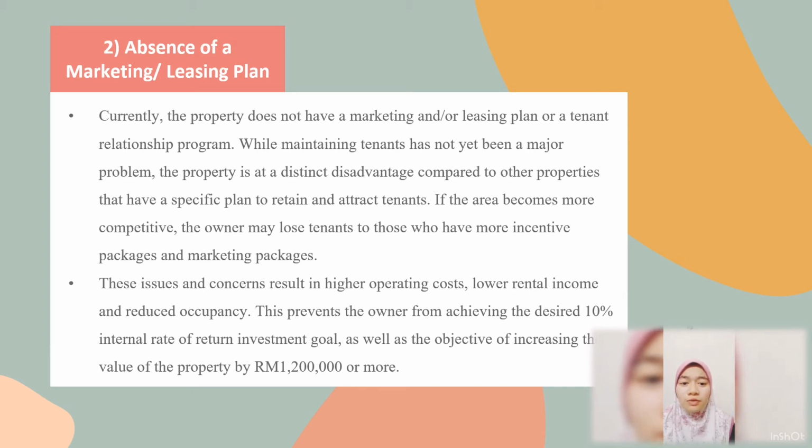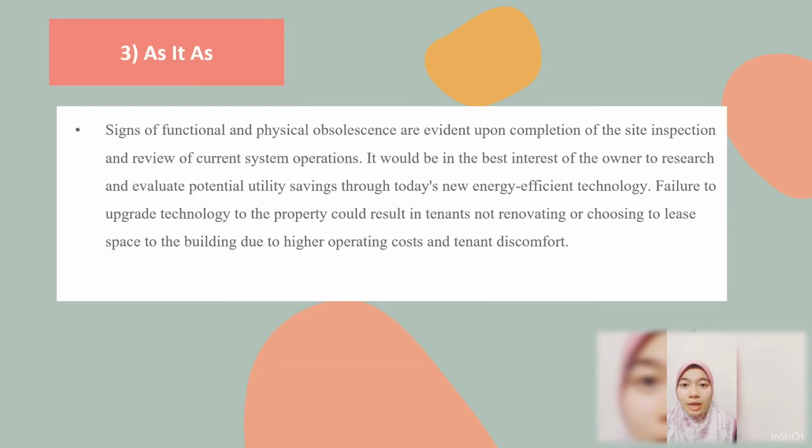This prevents the owner from achieving the desired 10% internal rate of return investment goal, as well as the objective of increasing the value of the property. There are signs of functional and physical obsolescence, the process of becoming obsolete or overdue, evident upon completion of the site inspection and review of current system operation. It will be in the best interest of the owner to research and evaluate potential utility savings through today's new energy efficient technology. Failure to upgrade technology will make tenants run away.